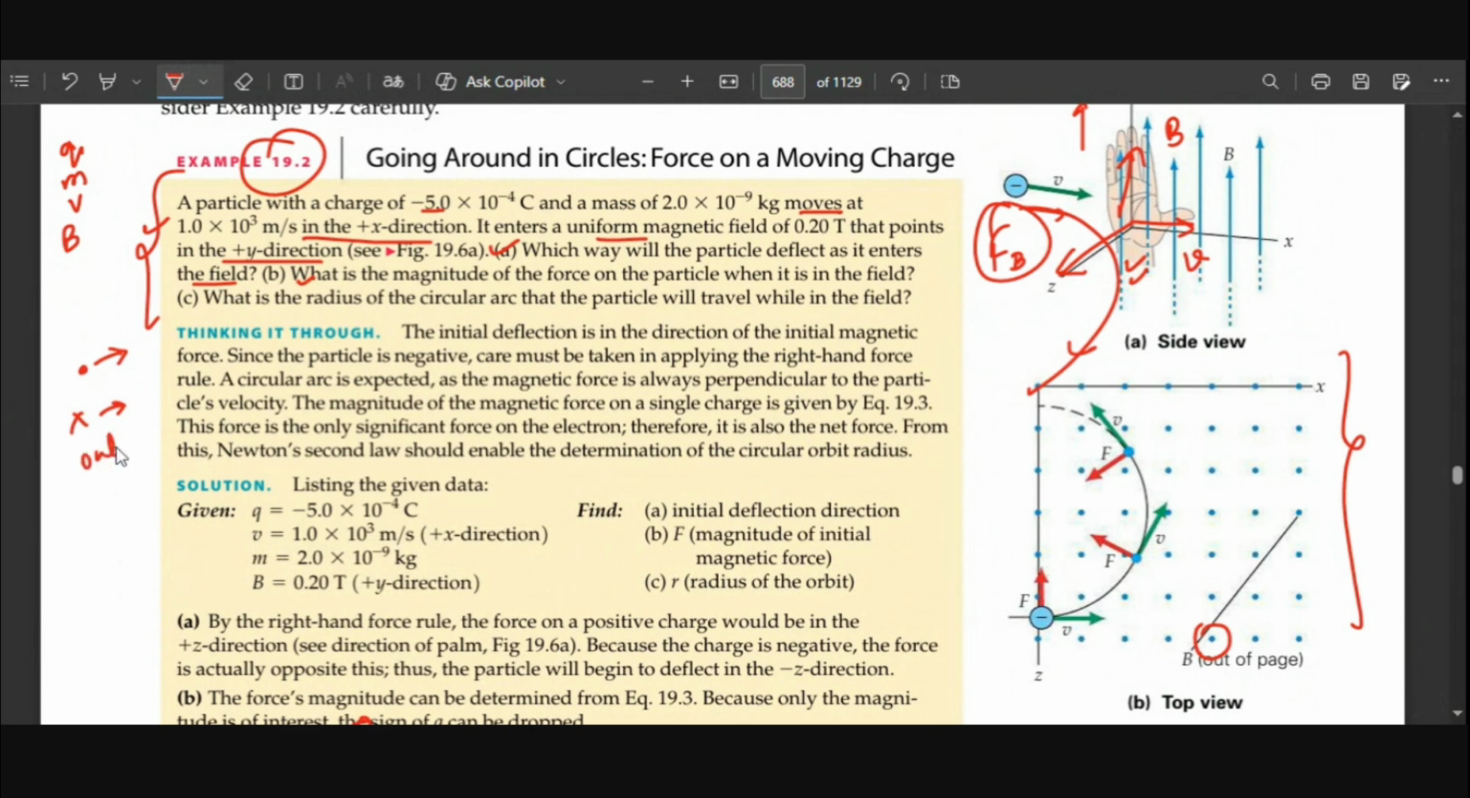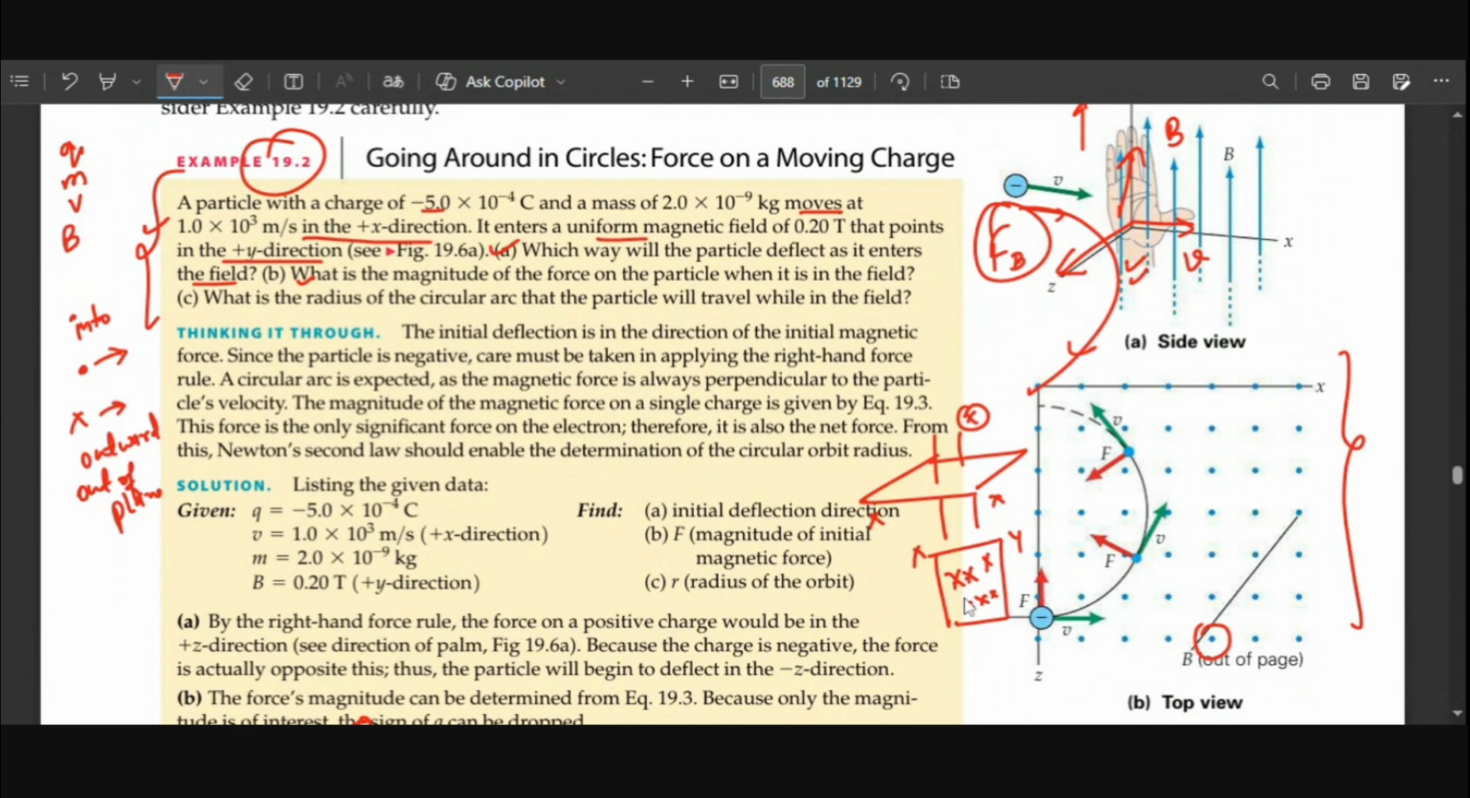Cross is representing field is into the plane, whereas dot is representing out of the plane. So suppose this is a case, field is going into the plane like that. So we'll use cross here. So if I have to draw this plane xy like that, we'll represent cross here.